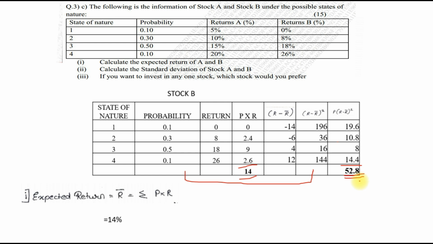Once we get our variance ready, the standard deviation is the root of that variance. The root of 52.8. So on the calculator, the square root of 52.8 comes to 7.26. So that was stock B: the expected return came to 14%, and the standard deviation came to 7.26%.